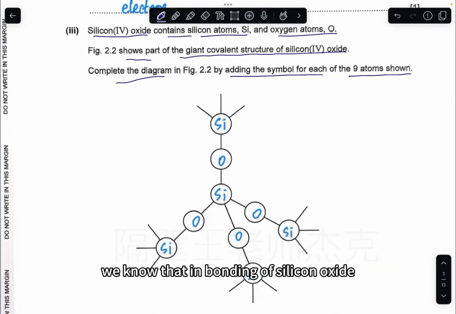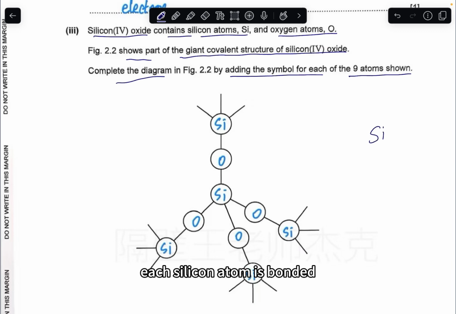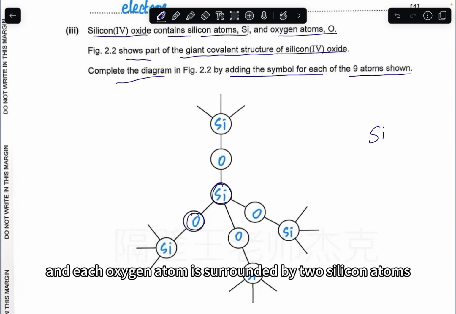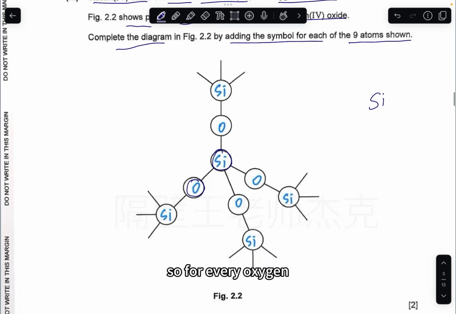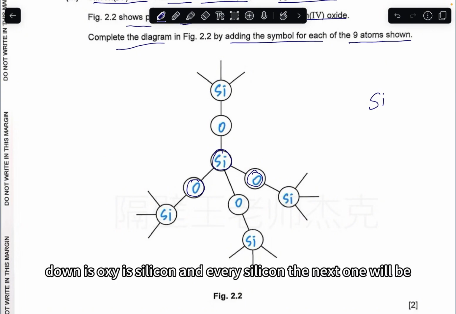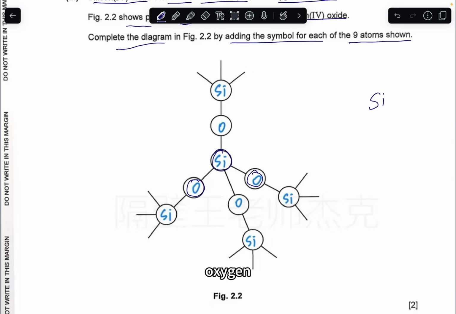We know that in the bonding of silicon oxide, each silicon atom is surrounded by 4 oxygen atoms. So you can see here, this silicon is surrounded by 4 oxygen atoms, and each oxygen atom is surrounded by 2 silicon atoms. So for every oxygen, the neighbors left, right, up, down are silicon, and for every silicon, the next one will be oxygen.